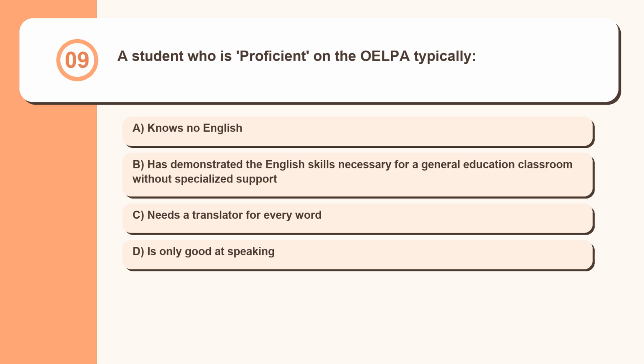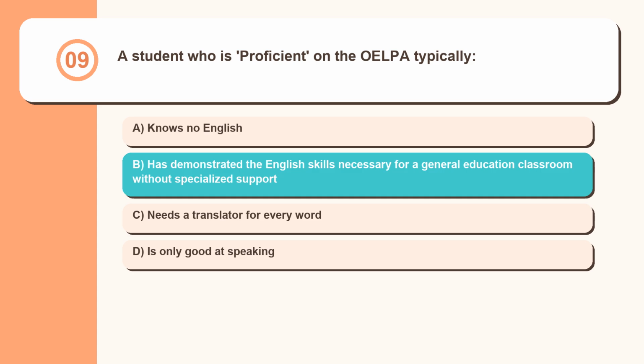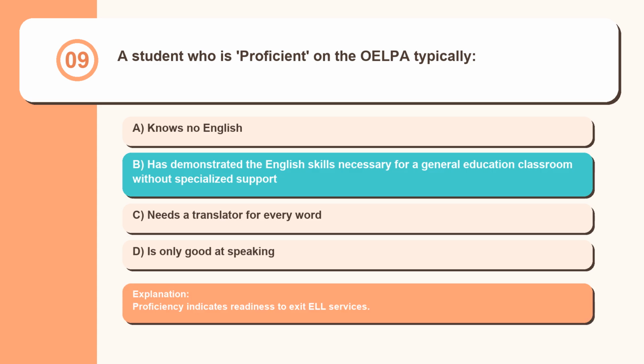Question 9. A student who is proficient on the OELPA typically knows no English, has demonstrated the English skills necessary for a general education classroom without specialized support, needs a translator for every word, is only good at speaking. Proficiency indicates readiness to exit EL services.